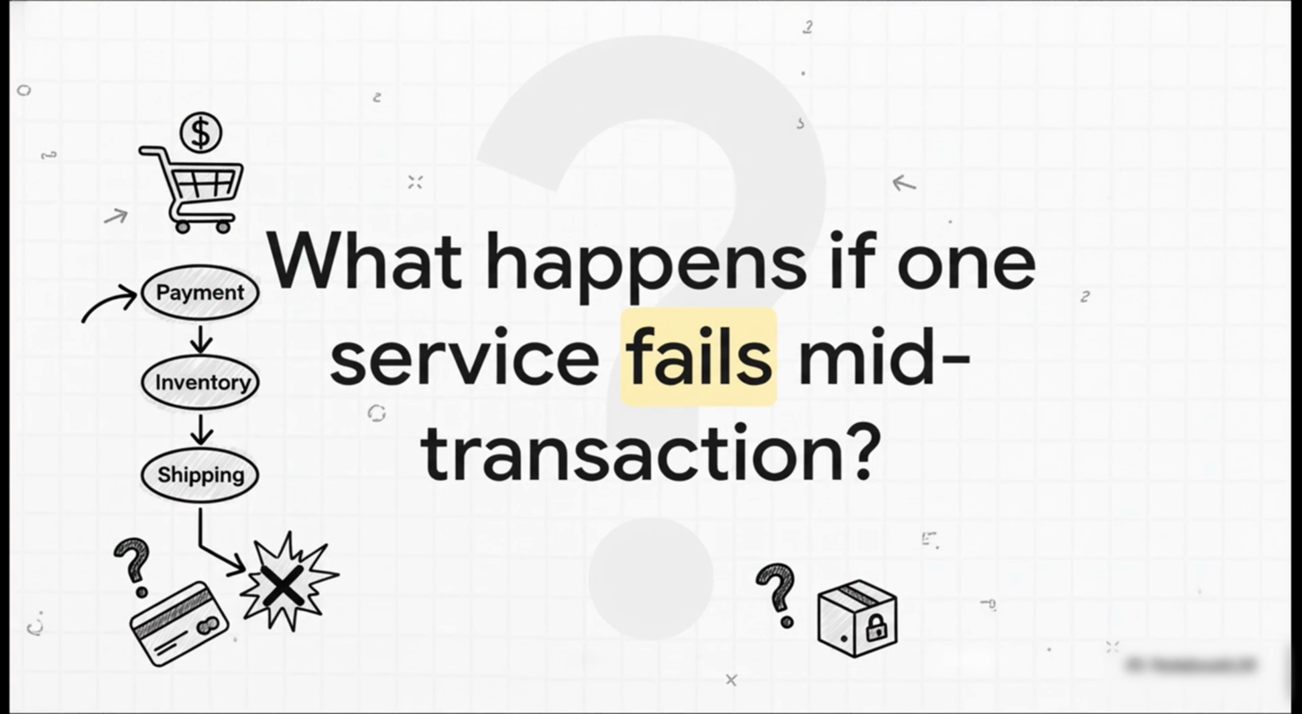Let's make this super real. You're online, you find something you want, and you click Buy Now. Behind the scenes, the payment service takes your money. Check. The inventory service reserves the item for you. Check. But then, the shipping service crashes. So, wait a second. What happens now? Have you just been charged for an item that is never going to ship? Is that item stuck in limbo forever? This, right here, is the distributed data challenge.